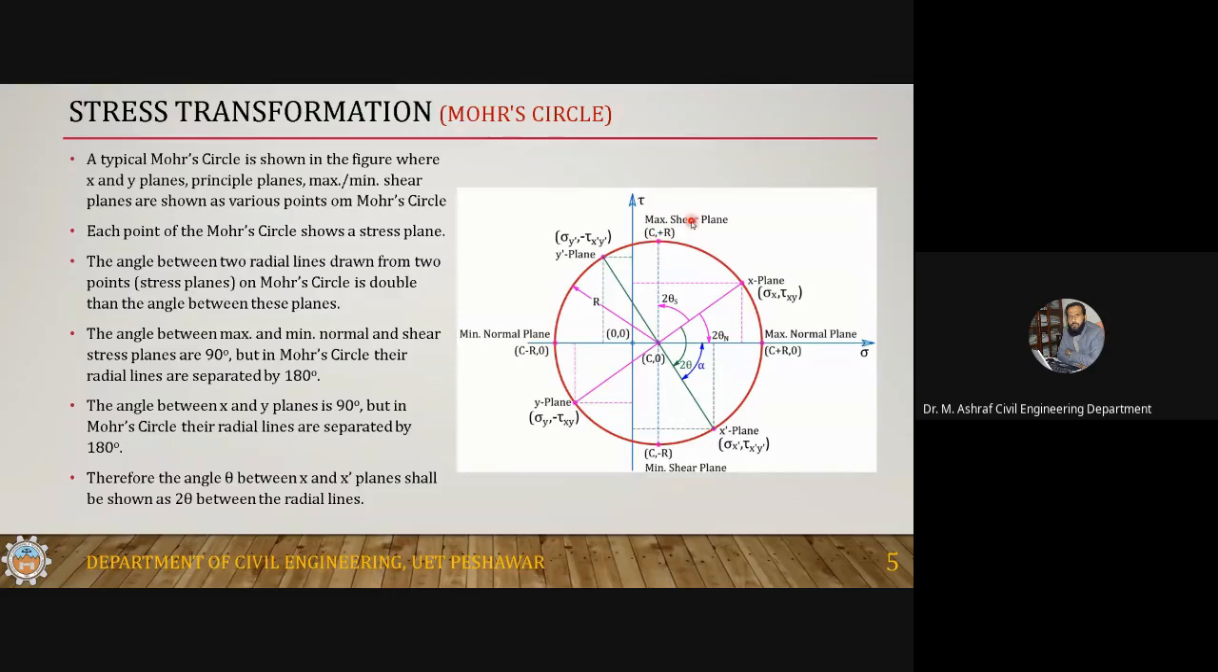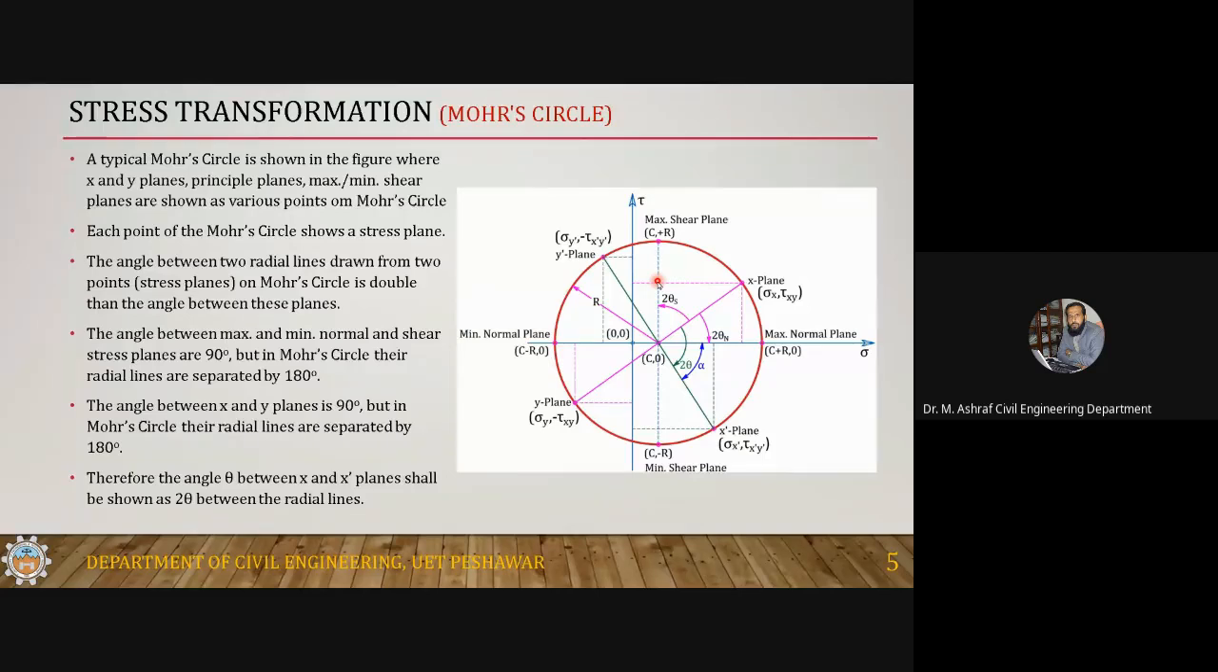Another is that the angle between the maximum shear plane and the minimum shear plane is also 90 degrees. We know this from the analytical method. But here, once again, if you draw radial lines, the angle between these radial lines is 180 degrees, double that.